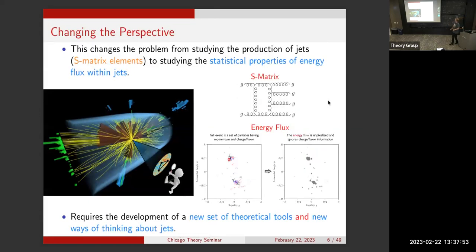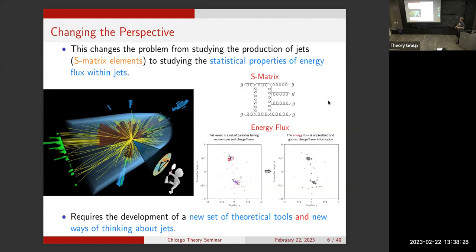And so just to make this very clear, this in some sense changes the problem that people in collider physics have been studying for a while, from studying S matrix elements, which are really describing the hard interaction, with fixed numbers of particles, in this case, for example, six gluons coming out, to trying to study the statistical properties of energy flux at infinity. Of course, if you really produced, for example, a billion gluon S matrix element, you could just directly compute the energy flux distributions from the S matrix elements.